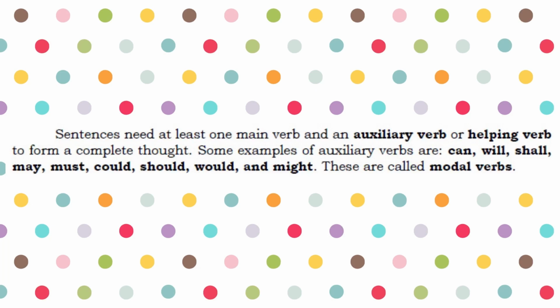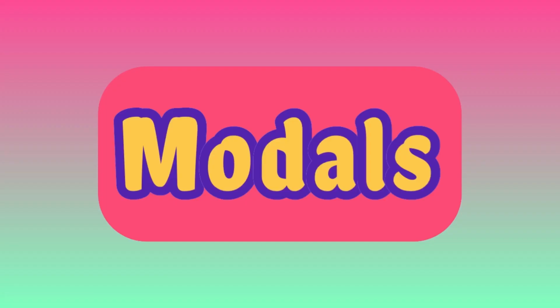Some examples of auxiliary verbs are can, will, shall, may, must, could, should, would, and might. These are called modal verbs. What are modal verbs? When and how do you use them? You will find out more on this as you go through this module.